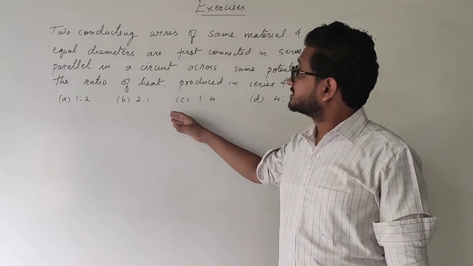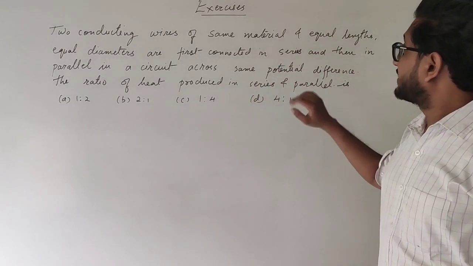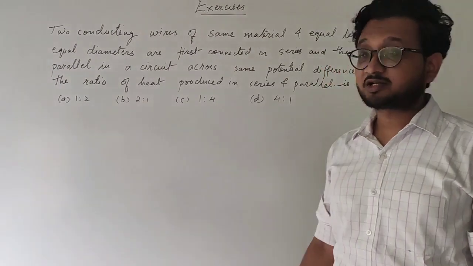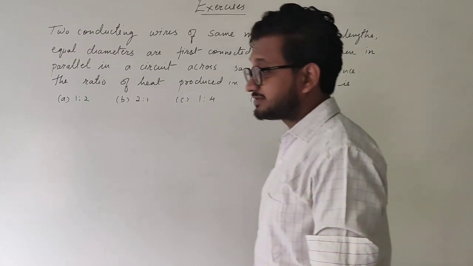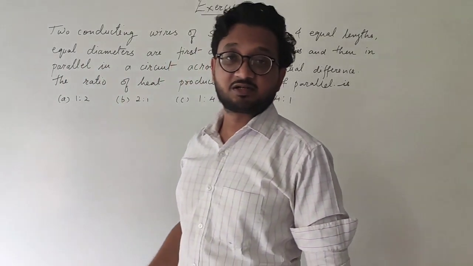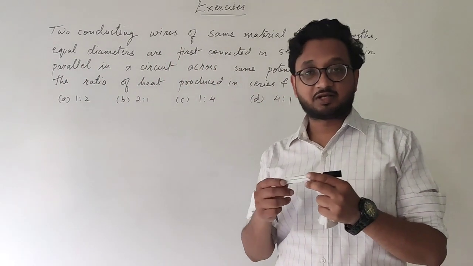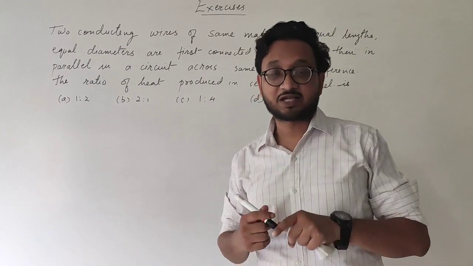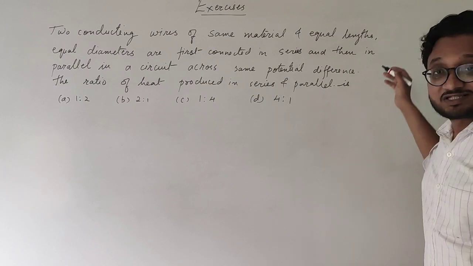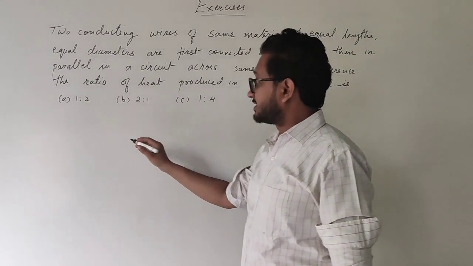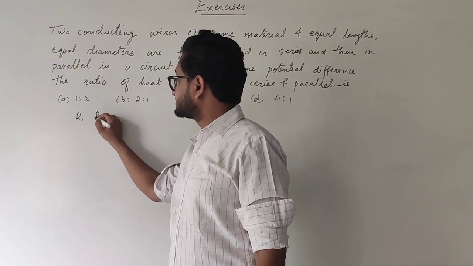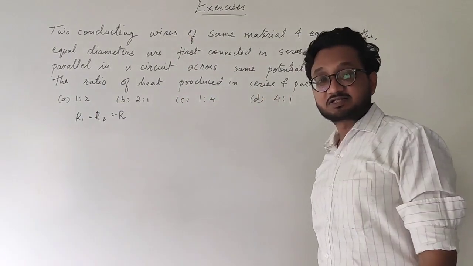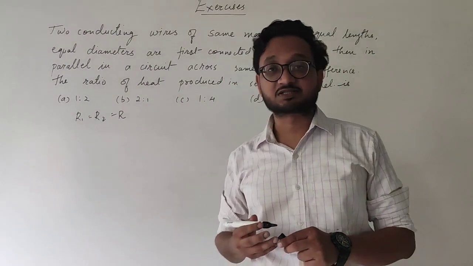So the question is, two conducting wires of same material, equal length, equal diameters are first connected in series. So they are saying that we have two wires which are of same material, same length and same diameter. That means the thickness is also the same. So basically they both have same values, and that means resistance 1 and resistance 2 are same, that is the resistance R. This is what we are understanding. So they both have equal resistance.